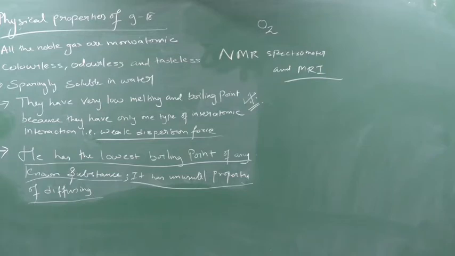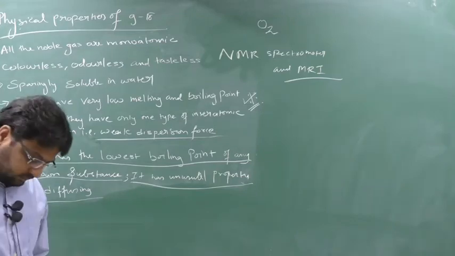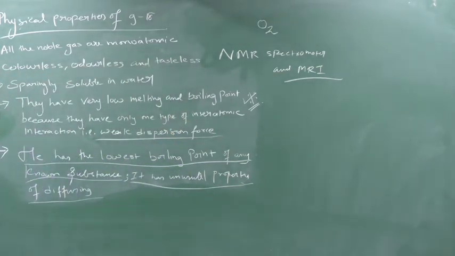Write down one question. Why do noble gases have a very low boiling point? Noble gases have a very low boiling point due to only one type of force, that is weak dispersion force, being present in them. Due to this reason, helium has a very low boiling point.